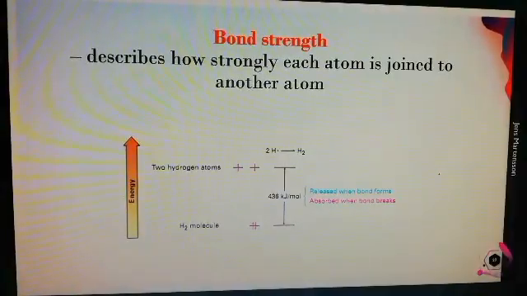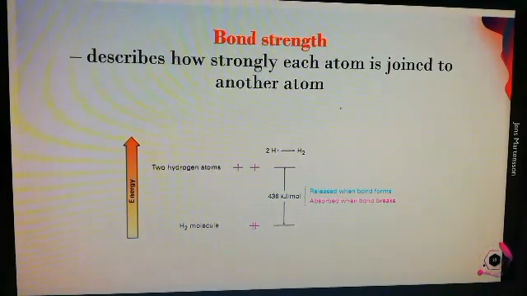So earlier, we said that whenever we bond two atoms, we release energy. And when we break bonds, we apply energy. So this energy is called the bond strength. So the bond strength describes how strongly each atom is joined to another atom, and therefore the amount of energy required to break the bond between those two atoms.